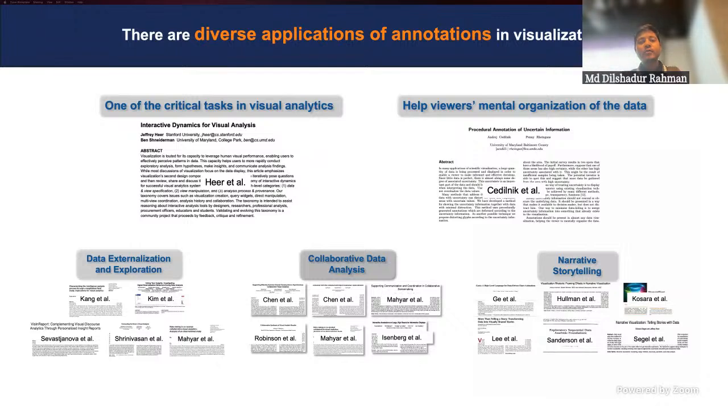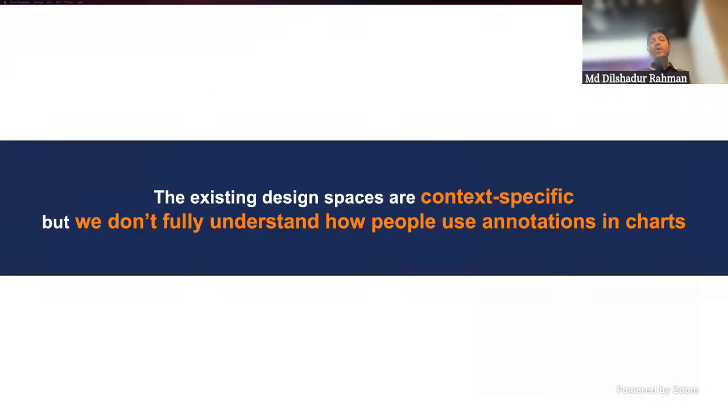Now, even though they are widely used in visualizations, we still don't fully understand how people use annotations in diverse chart types or the full range of design possibilities they offer. There are some existing design spaces of annotations, but they are focused on a specific context. So it is important to explore the different annotation options that are available and how they are being used across various chart types in practice. This information could potentially provide insightful guidance to visualization designers, authors, and tool developers.